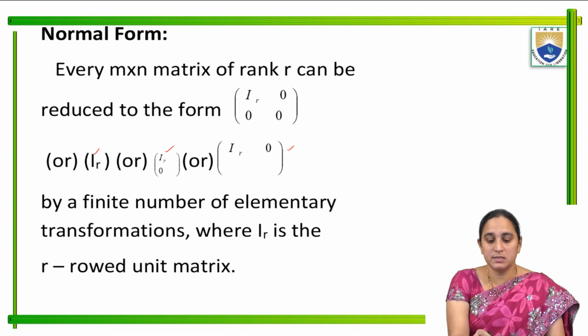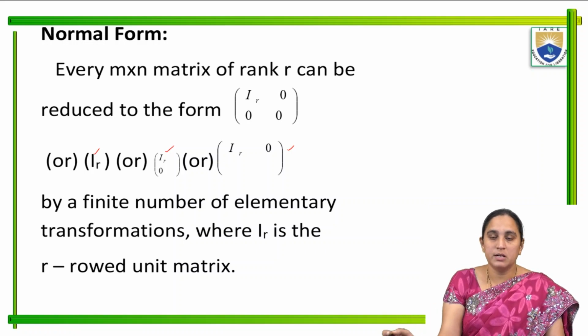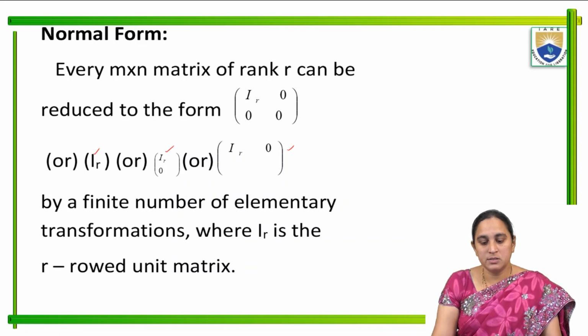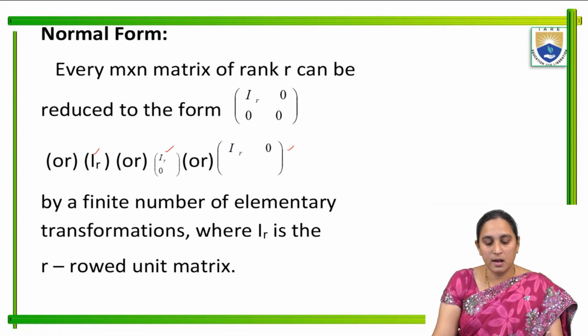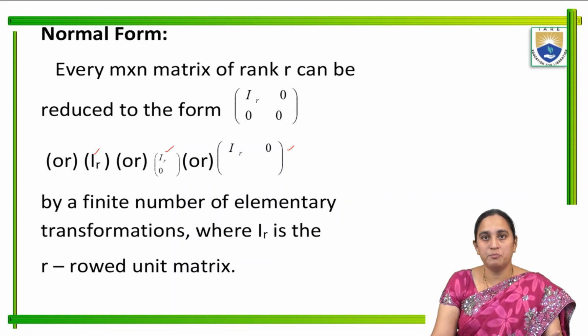Once again, every m by n matrix of rank r can be reduced to the form [Ir 0; 0 0], or [Ir 0], or [Ir; 0], by a finite number of elementary transformations, where Ir is the unit matrix of order r. That r is called the rank of the given matrix. Here we have to apply both row and column operations for the normal form.